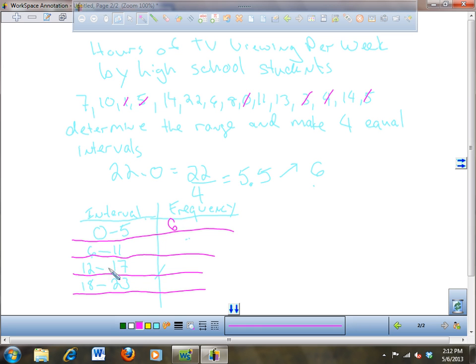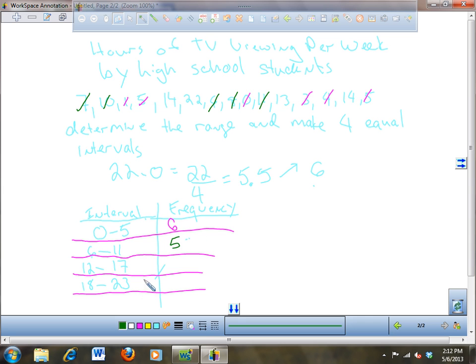And how many numbers between 6 and 11? I'll use a different color so we can tell them apart. Between 6 and 11, I have 1, 2, 3, 4, 5. Is that all? Yep. 5.